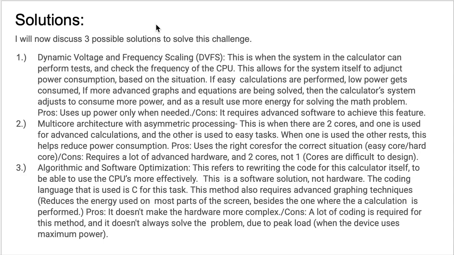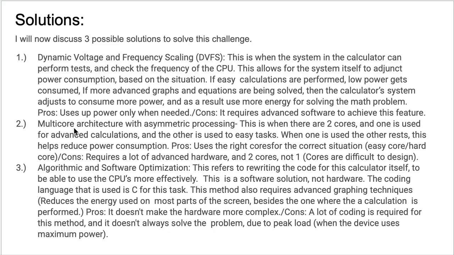So that's pretty good, but it has a few challenges. Here I discuss the pros and the cons of this method. The pros are that it uses power only when it's needed. However, the con, and it's quite a big one, is that it requires advanced software to achieve this feature, so there's a lot of software needed.